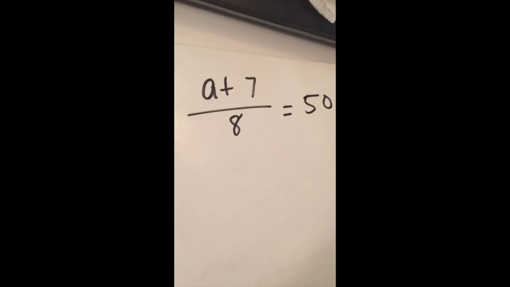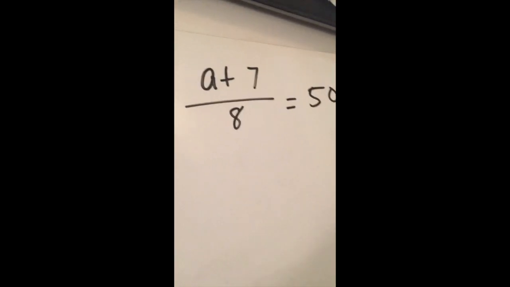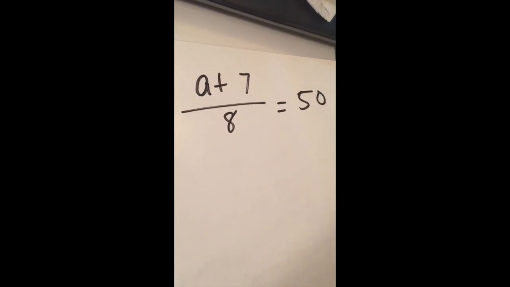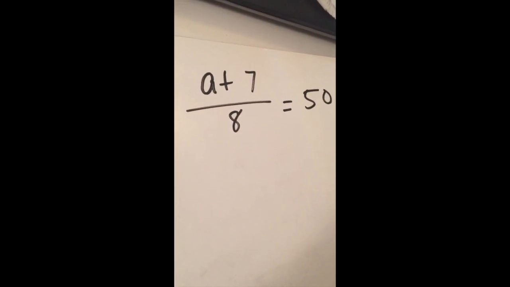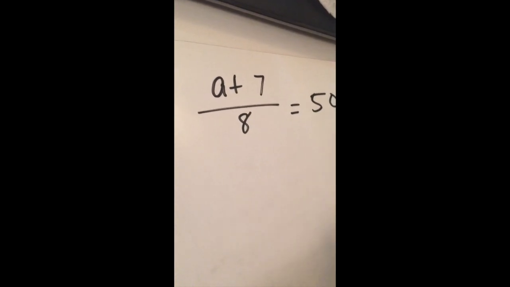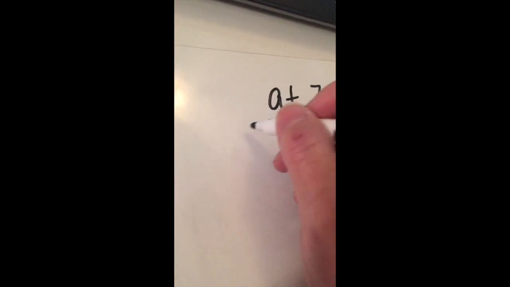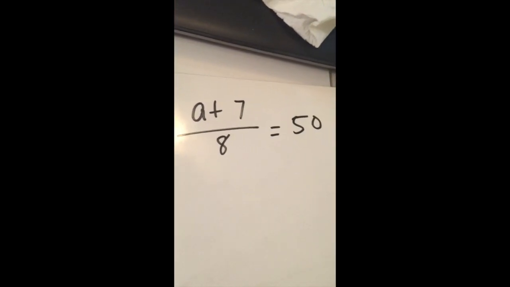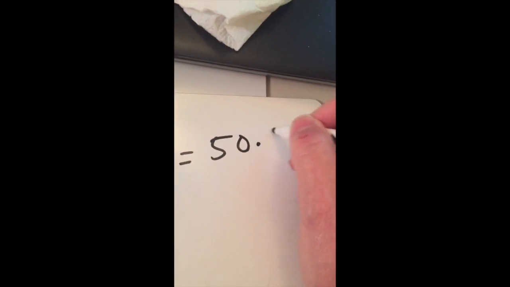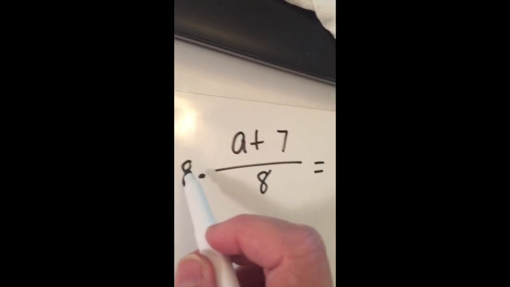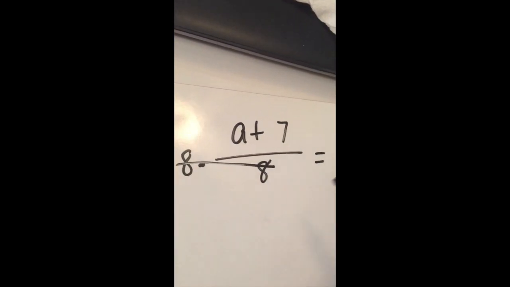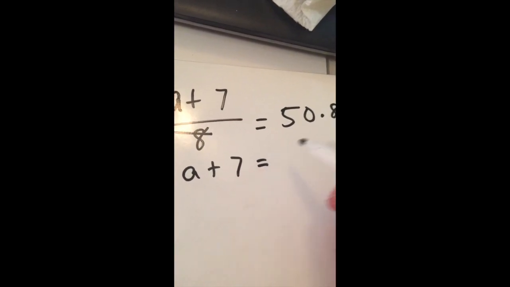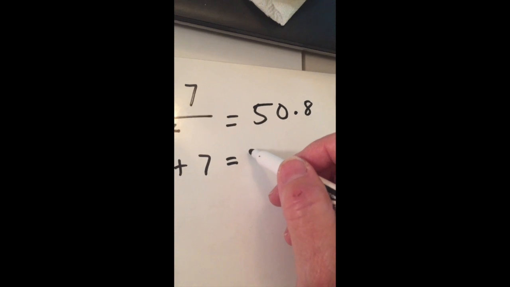Okay, for number 7, we have a fraction in the beginning. So we have a plus 7 divided by 8 equals 50. So remember to eliminate fractions, we're going to multiply both sides times the denominator. So we're going to multiply this times 8. Okay, we're going to multiply this times 8. That is going to cancel over here. We're going to bring down our a plus 7. Bring down our equal sign. 50 times 8 is 400.